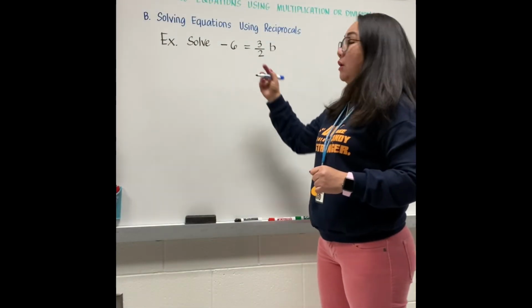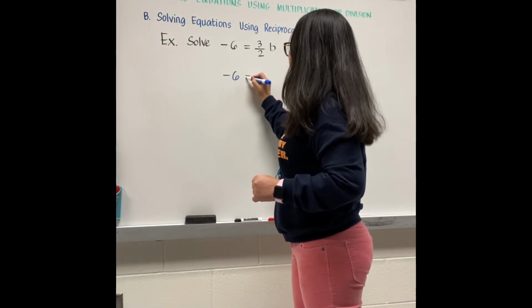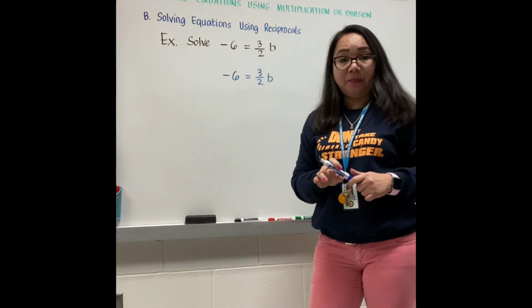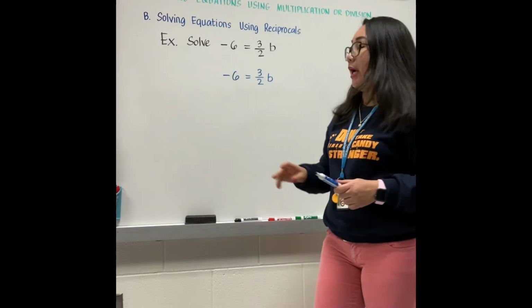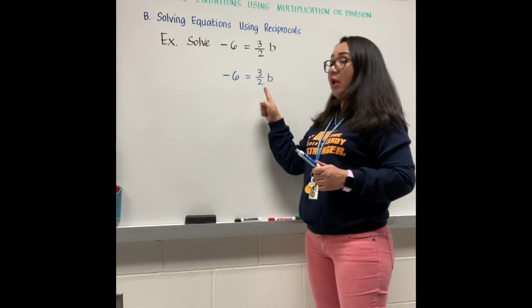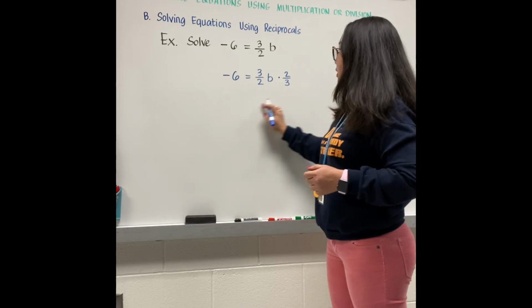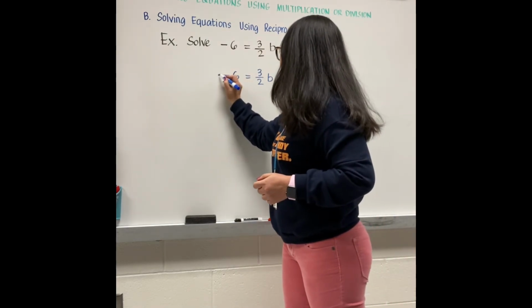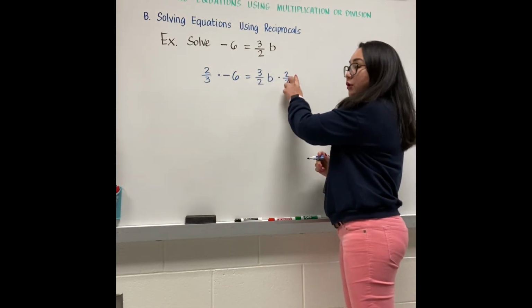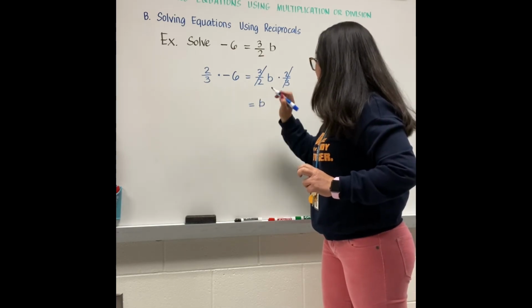Next example. Solve negative 6 equals 3/2 b. So write the equation, negative 6 equals 3/2 b. So again, we will use the multiplication property of equality. So we will multiply both sides of the equation by the reciprocal of 3/2, which is 2/3. Do the same thing on the other side. Multiply this by 2/3. So 3/2 and 2/3 are reciprocals. Cancel this out, and this will give you b right here.